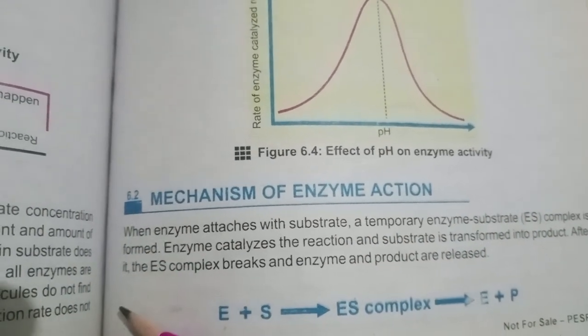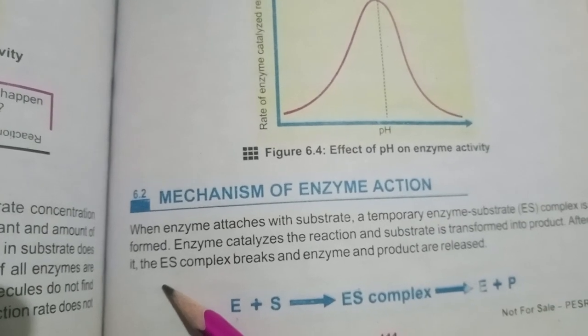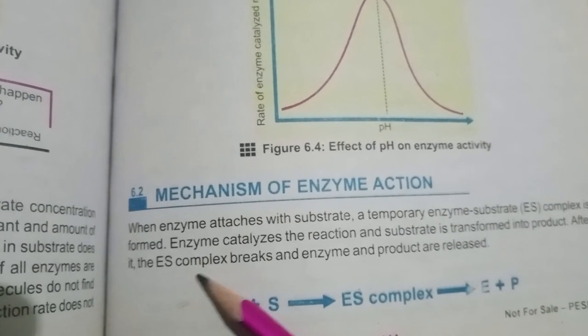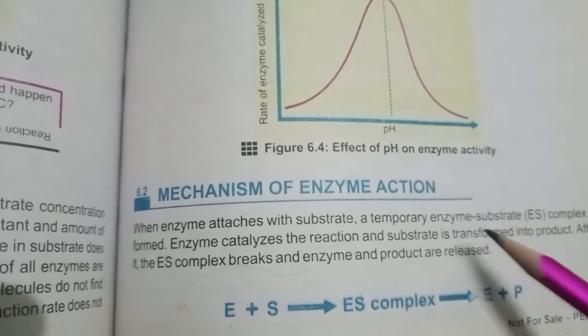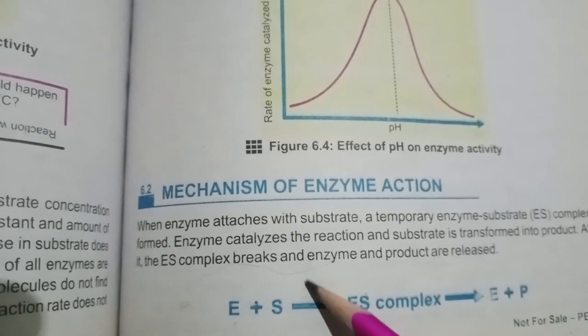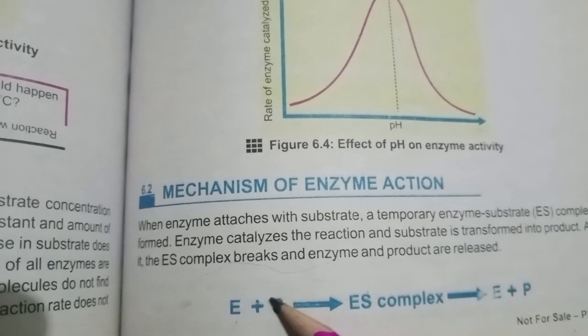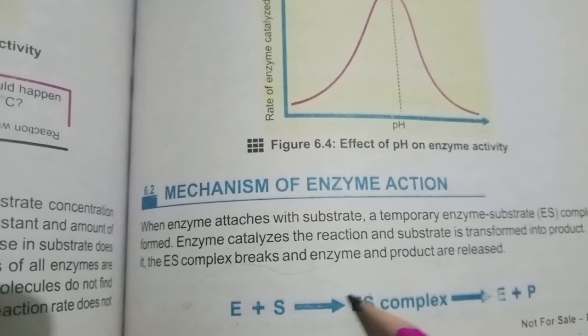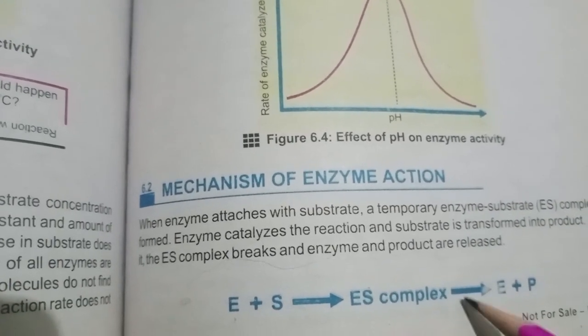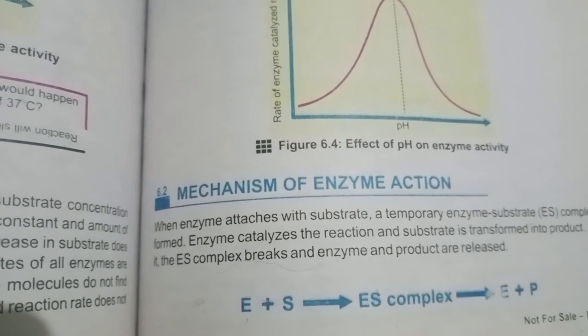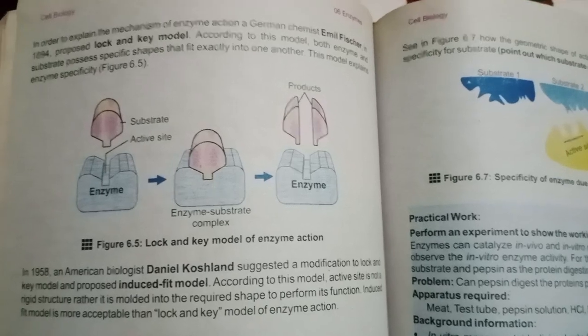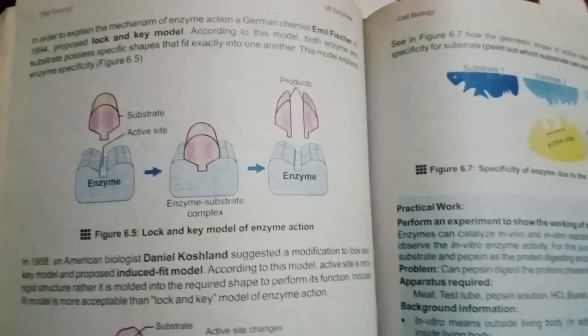After the enzyme-substrate complex, it breaks, the enzyme and the product are released. It means when the enzyme acts upon the substrate and forms the enzyme-substrate complex and the product is formed, then energy is released. We read about the enzyme-substrate complex.